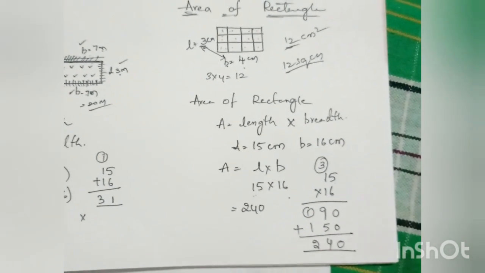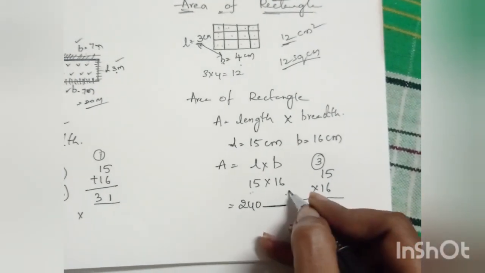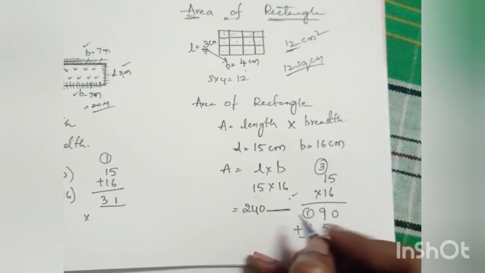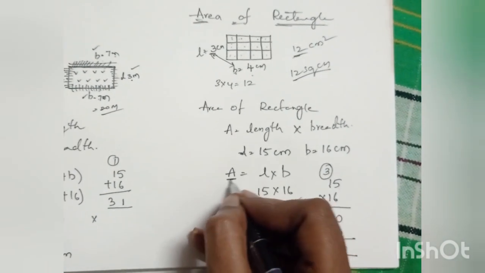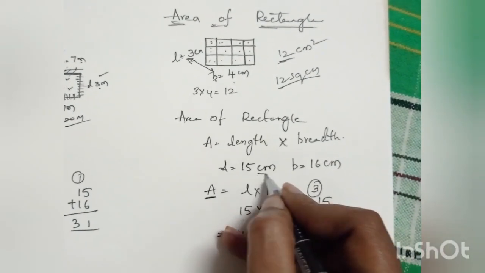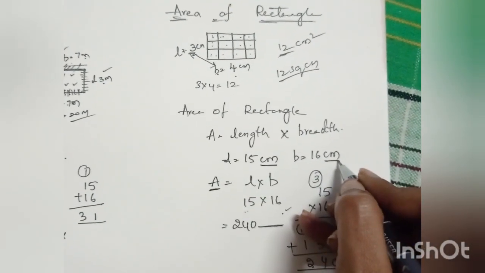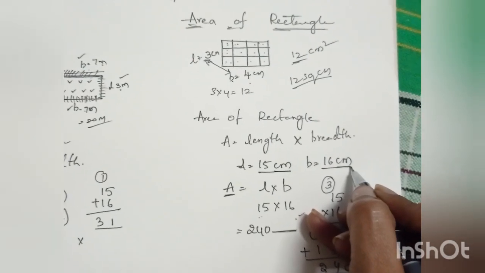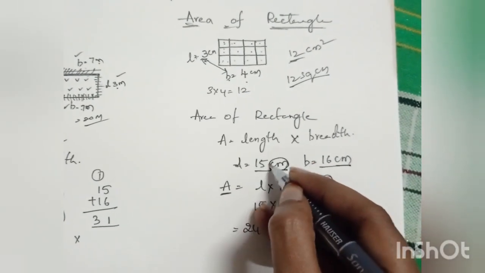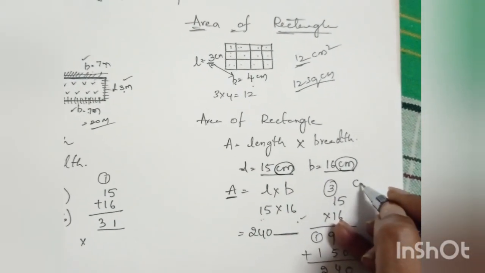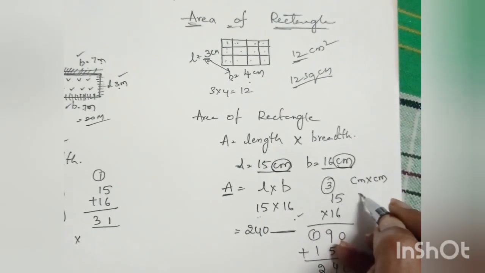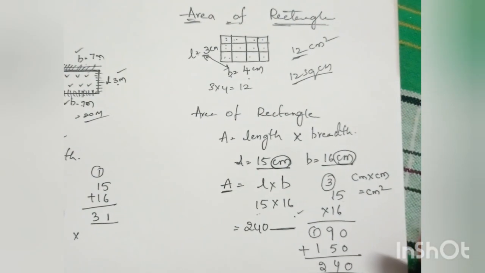Is this the answer? I didn't write units. Until you write the units for a problem, it's not the correct answer. What units will come for area? If you observe, here I have centimeter and here I have centimeter. I am multiplying 15 centimeter with 16 centimeter, so I am multiplying centimeter with centimeter. If we multiply any unit 2 times, it will come as square.